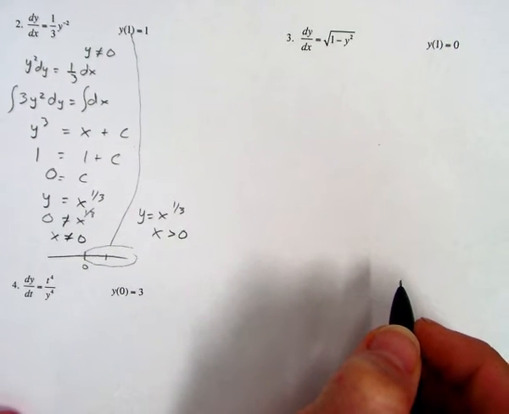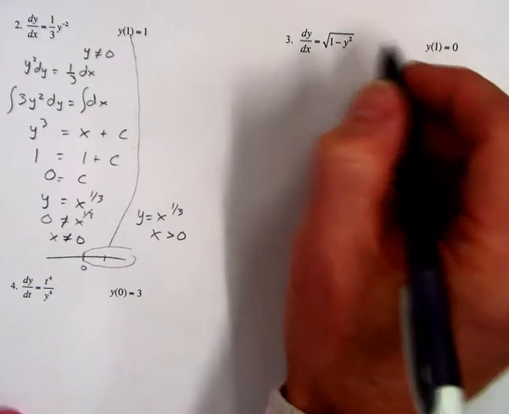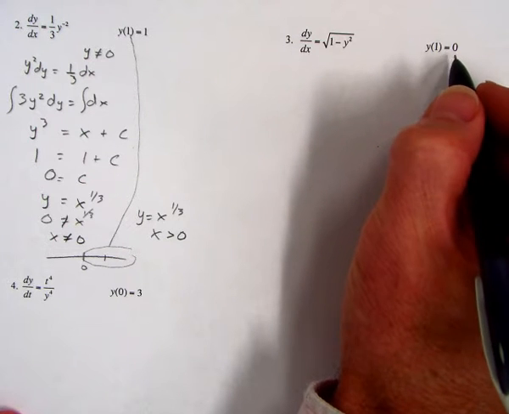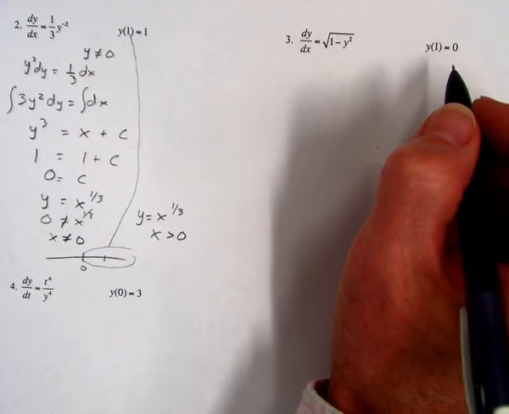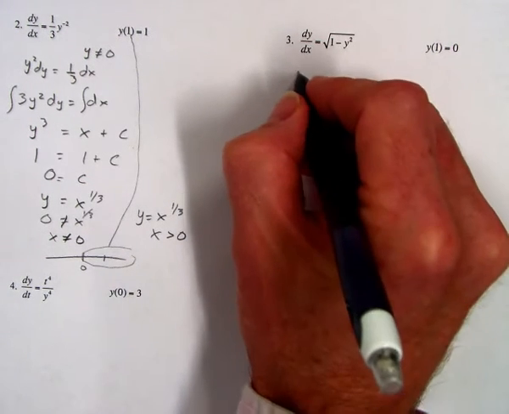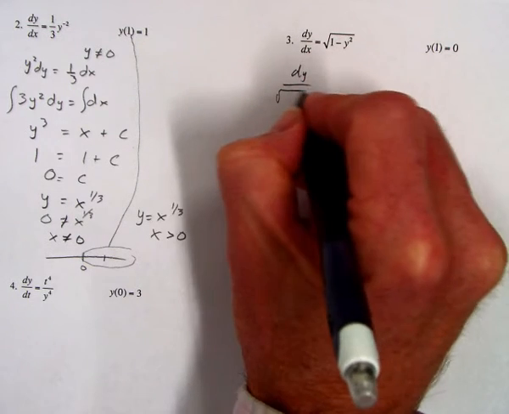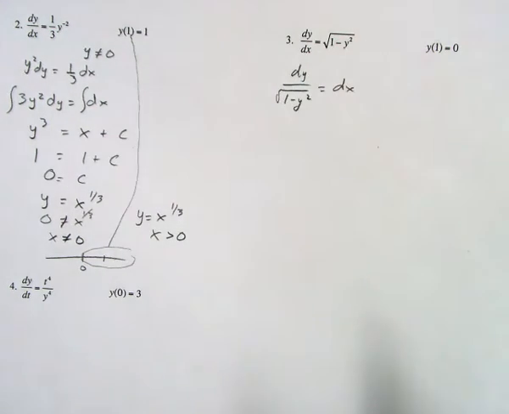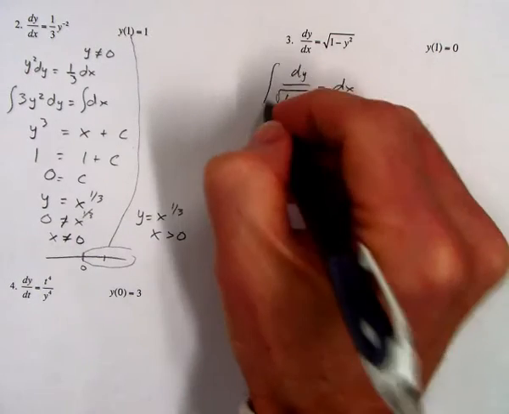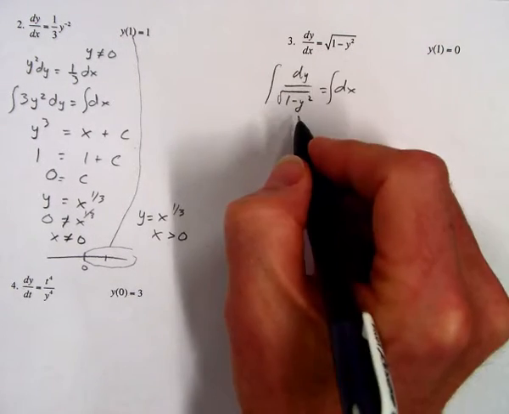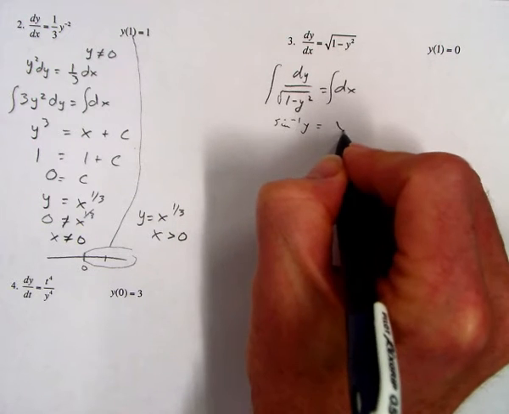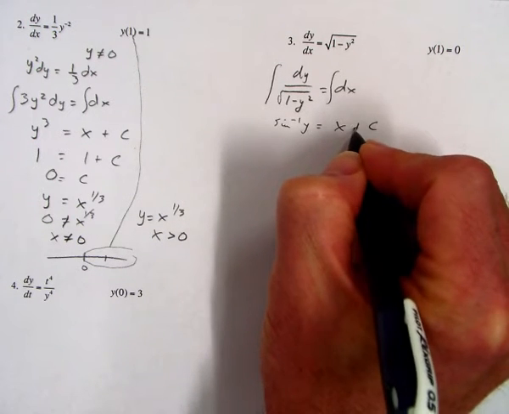Let's look at the second example. Over here we have an initial condition of y of 1 equals 0. We're going to separate our variables. We'll have dy over the square root of 1 minus y squared equals dx. Go ahead and integrate. You know that this is just inverse sine of y equals x plus c.